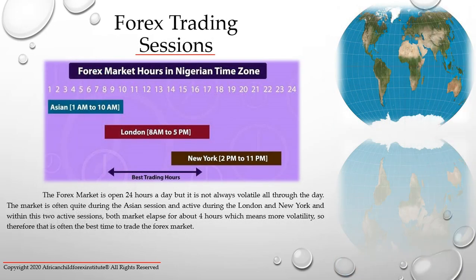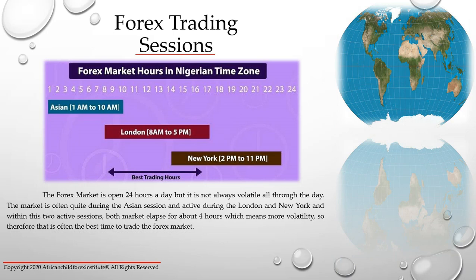Okay, so forex trading sessions. All around the world, we will get to understand how you can trade the foreign exchange market. Every country has a different time zone. For instance, Nigeria is +1, Ghana is +0, and every country in the world has its own time zone. So we can't be trading the market at the same time. The market is only open from 8 to 5 in the respective countries.